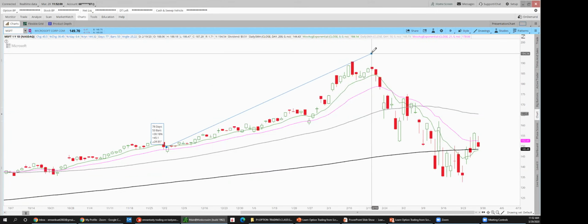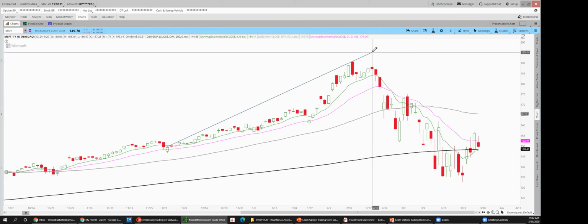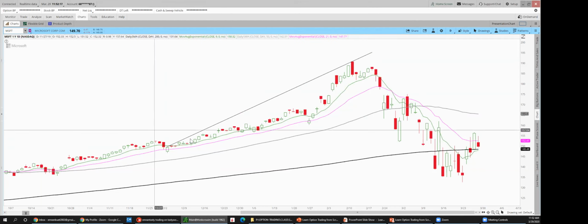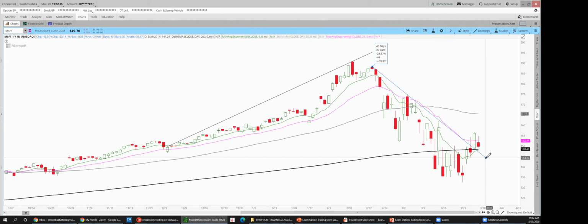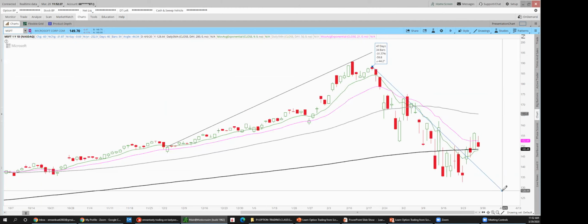So if you consider this one, if you connect all the strike prices, until 17 February the price was going up for Microsoft. And if you connect these lines, from here it's actually going down till last week. It was just going down.